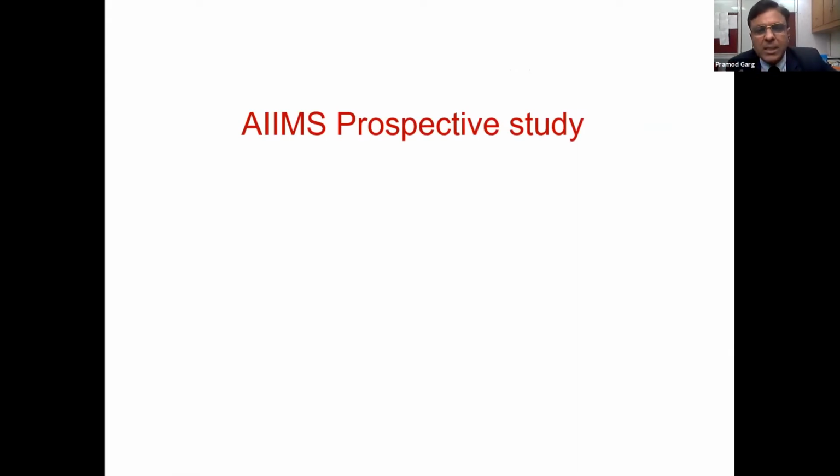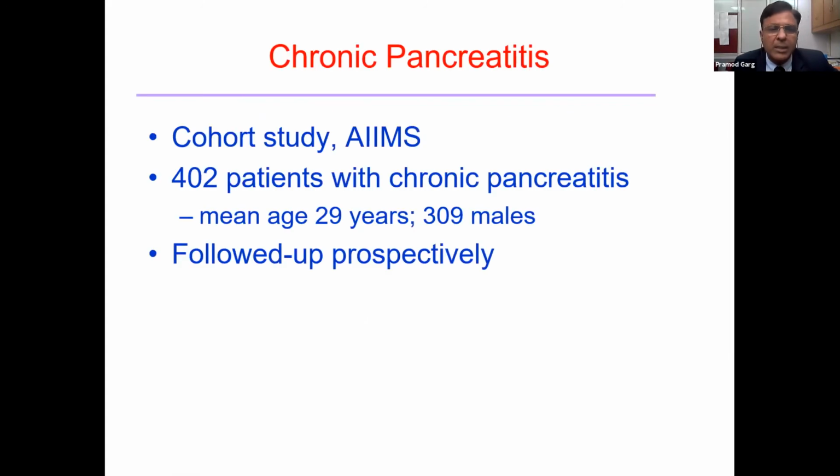So to understand this issue of CP and CA, we did two prospective studies. One was a cohort study of 402 patients with chronic pancreatitis. The mean age was 29 years. Mind you, most of our patients are young when they present with chronic pancreatitis.